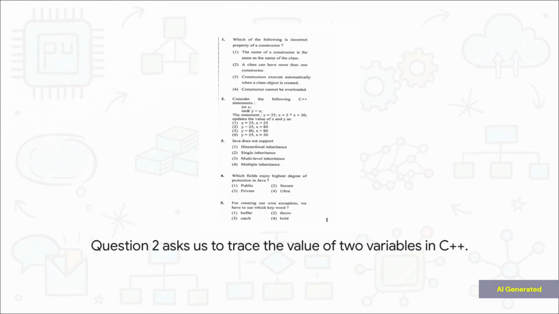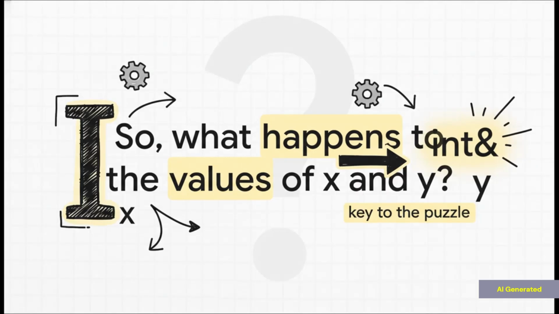It looks pretty simple, right? We've got two variables, x and y, and just a few lines of code. Our job is to play computer and figure out what their final values are after everything runs. Go on, take a good look at it. You've got x starting at 10. But then there's this weird line, int &y = x. What in the world does that little ampersand symbol do?